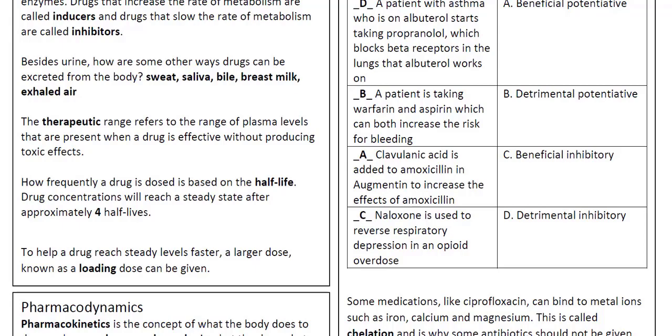One way to help a drug reach steady levels faster is to give a loading dose, or a larger dose of medication. The loading dose does not have a different half-life, there's just more of it. So when half of the original dose is gone, the concentrations are still higher in the blood.